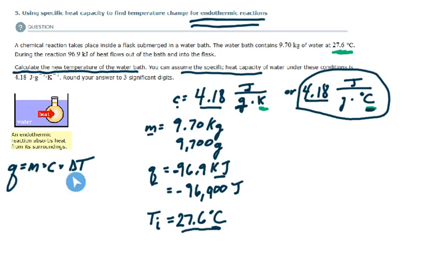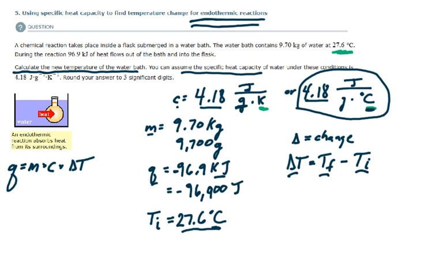So if you look at this equation, you'll notice that for temperature, I have here delta T, whereas here I have initial temperature. Well, what does that little triangle symbol, the delta symbol, mean? It means change in. So a change in anything, in this case change in temperature, is equal to final minus initial. So the change in temperature is equal to the final temperature minus the initial temperature.